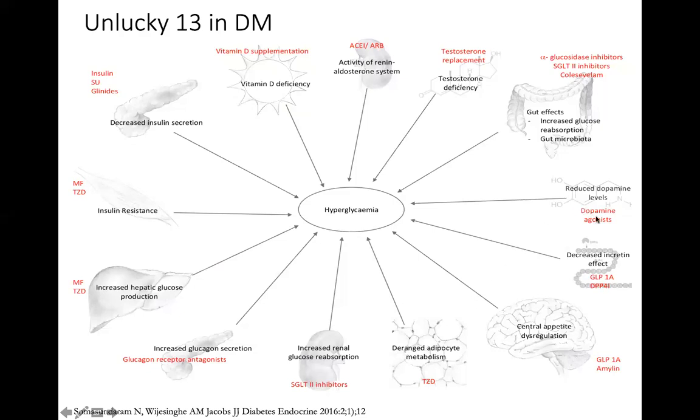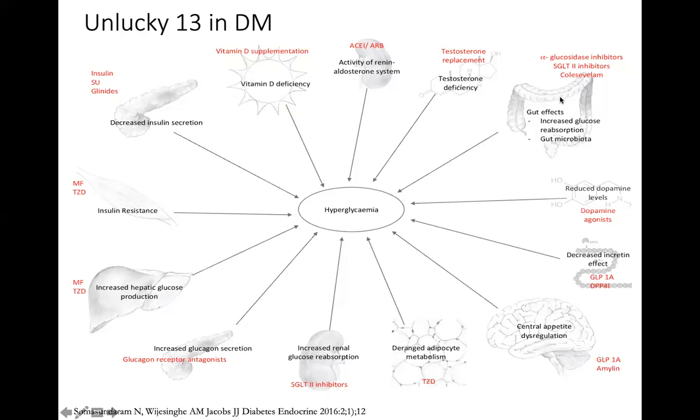Then we have central problems. In the brain, we have central appetite dysregulation, and from the gut, decrease in incretin effect. For that, we use GLP-1 receptor agonists and DPP-IV inhibitors, which increase the GLP that is naturally occurring. Central appetite dysregulation or high appetite is a feature of type 2 diabetes, and GLP-1 receptor agonists will work on that.